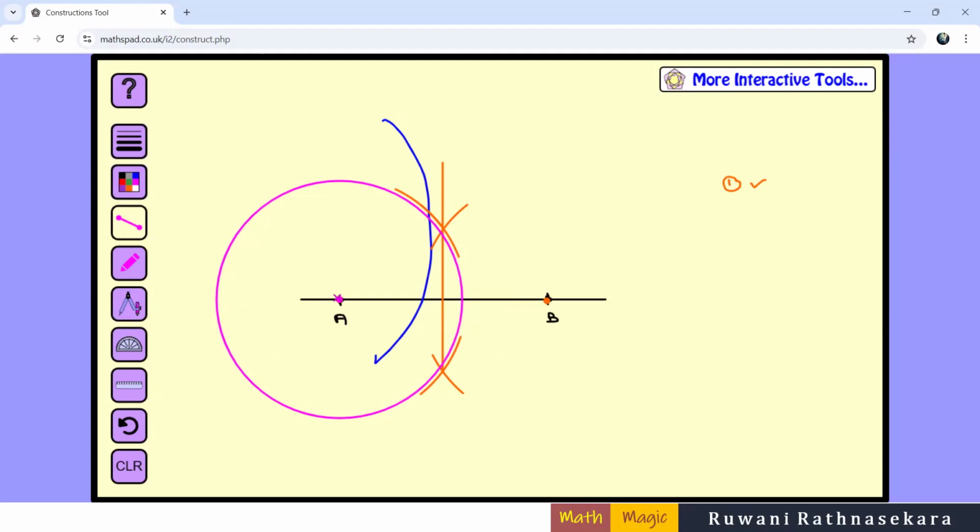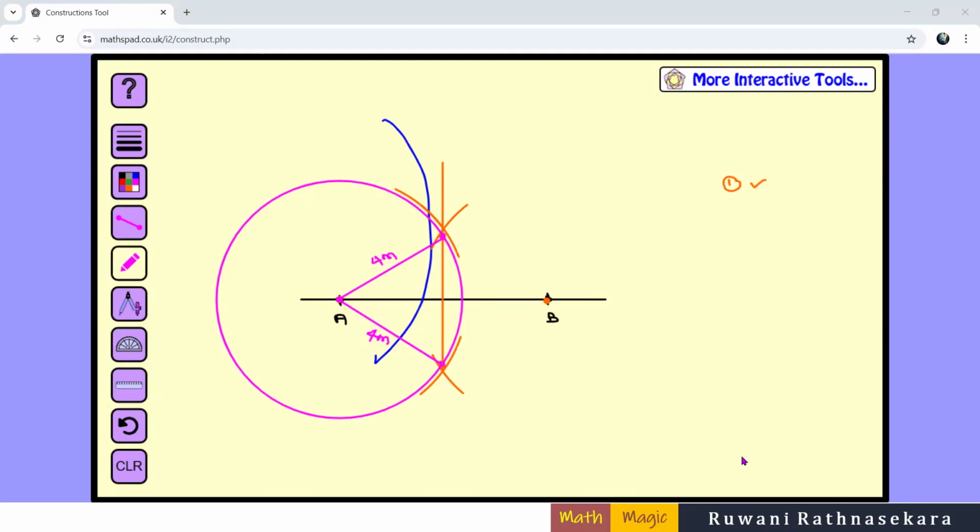Right, since both conditions should be satisfied, the lamp post should be on both the circle and the perpendicular bisector. Here is the first location, and here is the other location. Equidistant from the two points and 4 meters away from A. You can indicate it like this. It's a very nice question. Right. Now we'll move back to our paper.